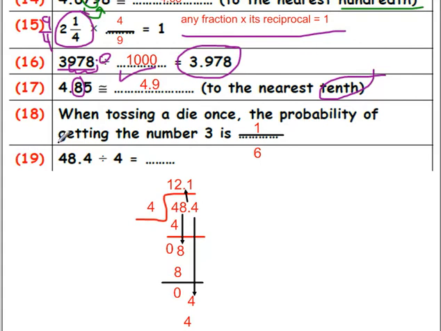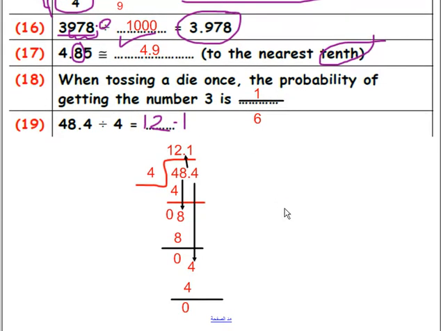Number 19. 48.4 divided by 4. You can make it without long division. 4 divided by 4 equals 1. 8 divided by 4 equals 2. Put the point. 4 divided by 4 equals 1.